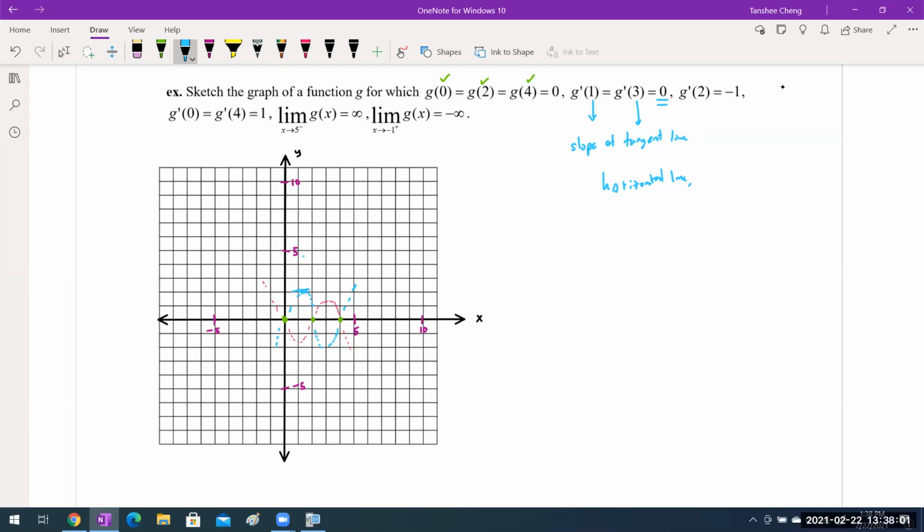I should have a horizontal tangent line right here. I don't know, it will be somewhere. And also, it could be at the bottom. We don't know. And then we also have another horizontal tangent line at g of 3. So exactly at 3, there will be a horizontal tangent, either below or above the x-axis. That's something that we don't know.